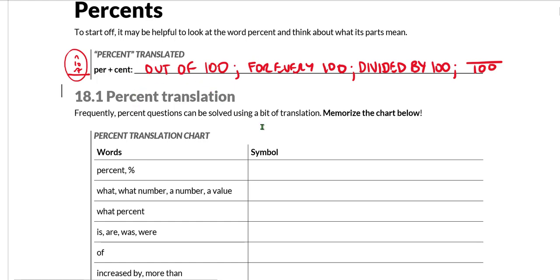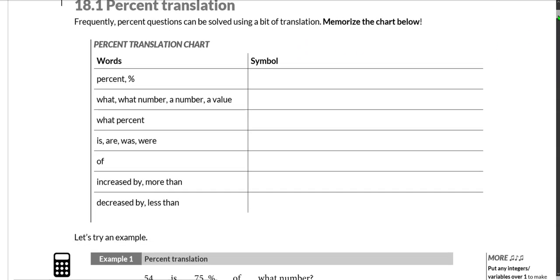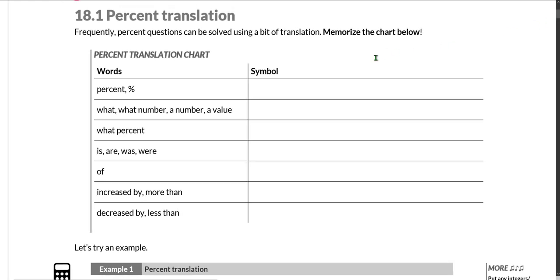Which brings us to percent translation, where we're actually going to apply what we just talked about. So on a lot of percent questions on the SAT, your best bet is going to be to translate. And in this chart here, we have a bunch of words, in the left-hand column labeled words, that can be translated into a symbol or an expression. So we already talked about the word percent, and we said that anytime we see percent, we can think of a fraction bar with a denominator of 100. So divided by 100. That's what percent can be translated to.